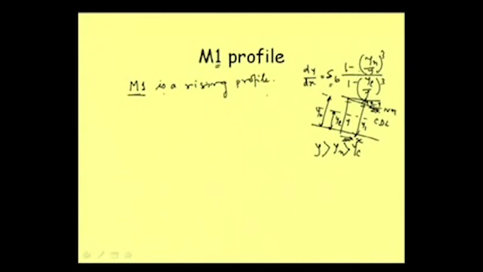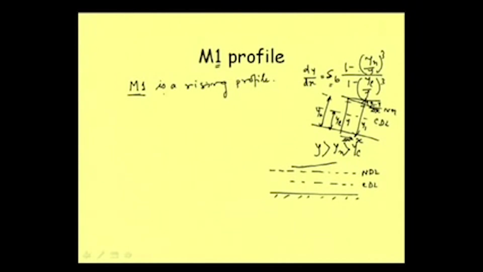Now let us go further into the characteristic of the M1 profile, and what other things we need to study. We have seen that it is a rising profile. So if I draw this line, say this is the normal depth line, NDL, and then it is a rising profile, so it will be rising like this, and the CDL line will of course be here, that we may not draw right now, but let it be here, and this is the bed.